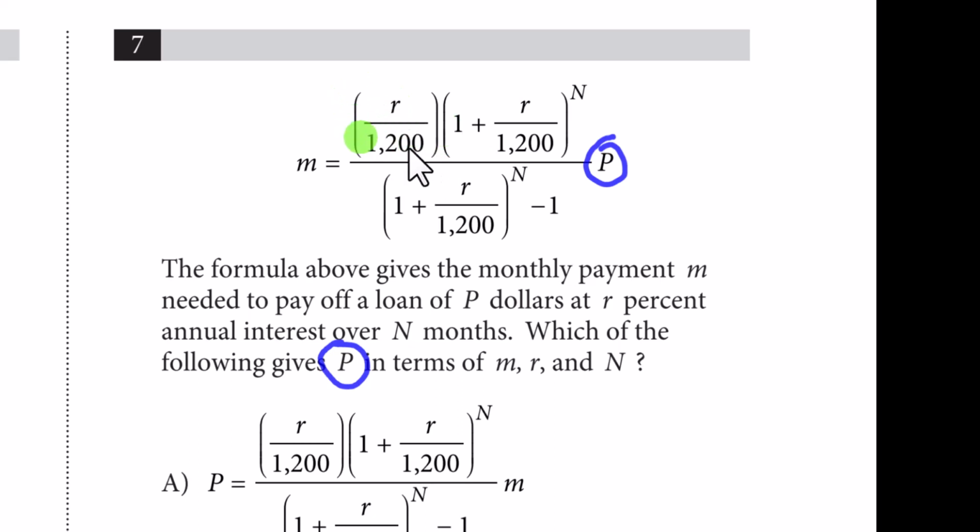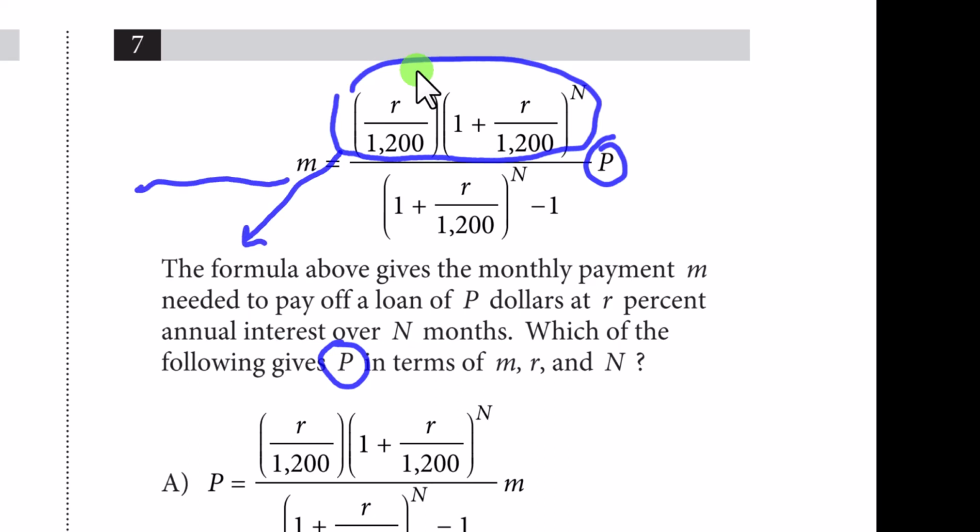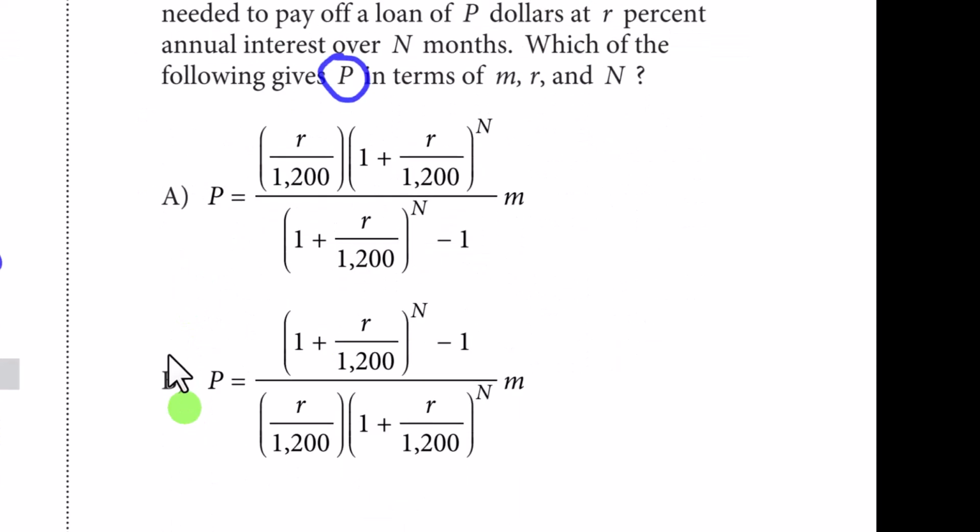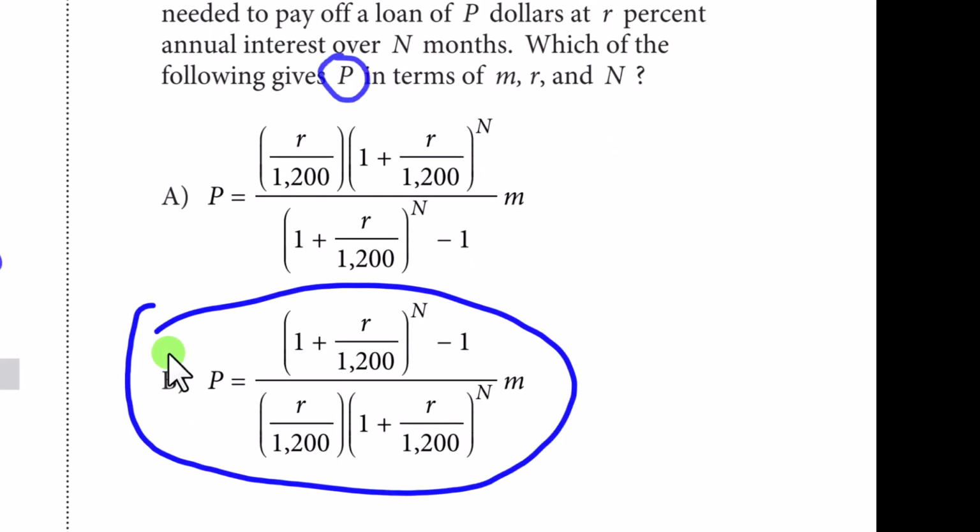So first we're going to get rid of this nasty numerator here, and I'm going to take this whole thing and divide both sides by that whole thing. Okay, I'm not going to write it down, but it's going to go down here. And then the second step is you're going to take this denominator here, this entire thing, and multiply both sides by that, and it's going to go up there. So what happens is you've got the 1 plus r over 1200 to the nth power minus 1 up here, and you've got the r over 1200 times 1 plus r over 1200 to the nth power down here. So the only answer that's going to work is this one, B.